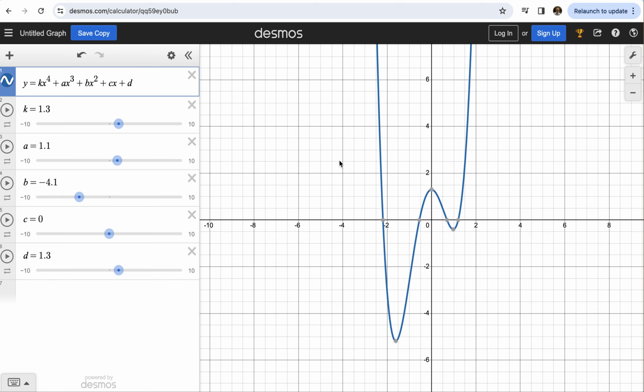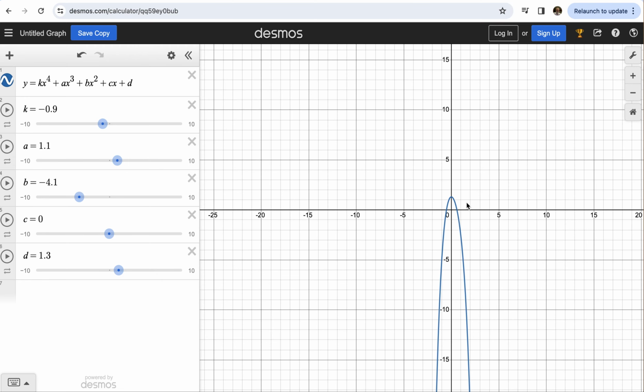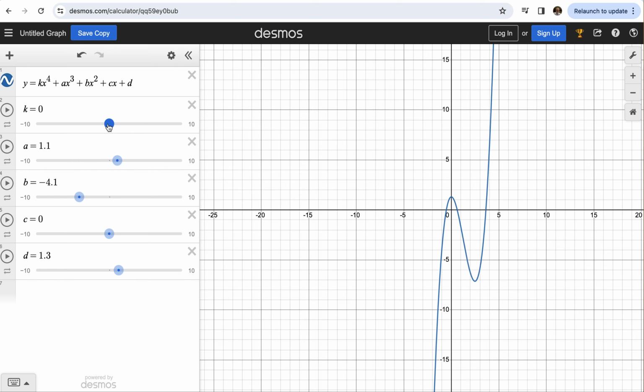This one's going up on both sides. If it was negative, it goes down on both sides, and you kind of miss some of the features of it when you get that big, but yeah. Positive, negative. Let's see if we can get it so we can see it. Nope, it's not showing. Okay.